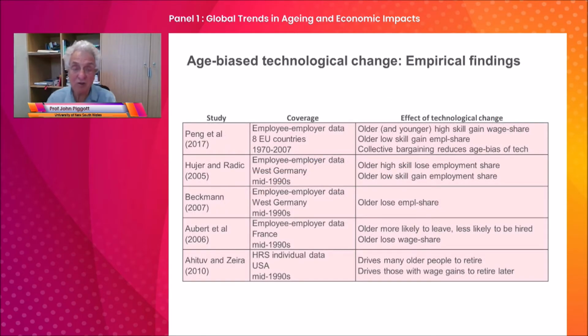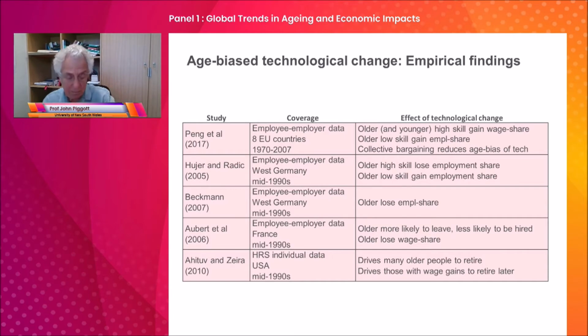So there are a few studies which look at age-biased technical change. And the findings are a little bit mixed. The middle skills tend to lose out, and that's true more generally. And we saw that in that earlier slide when we looked at those middle skills. But when people are older and they have those middle skills, that routine skill, they're less able to adapt because of their age.